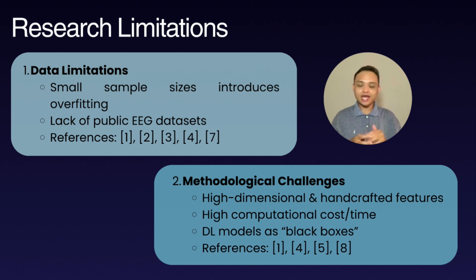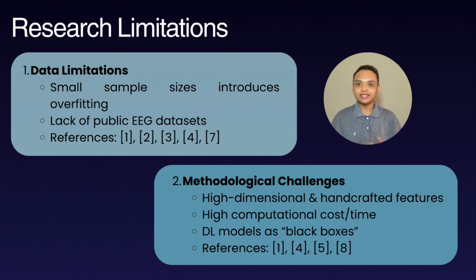Several limitations have been identified from the analysis. First, data limitation. Many studies use a small sample size of data. This happens because there is a lack of large and public EEG datasets. As a result, the model is prone to overfitting, where it only works well on the training data but not on the new data. Second, methodological challenges.